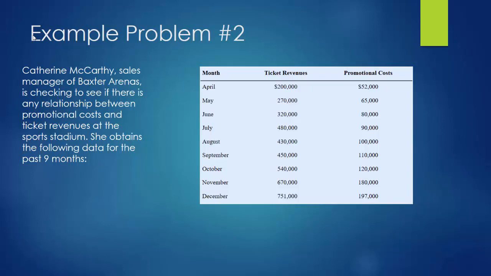For problem 2, let's take a problem that has a little more information to it. Catherine McCarthy, who is the sales manager of Baxter Arenas, is checking to see if there's any relationship between promotional costs and ticket revenues at the sports stadium, and she has the data for each for the last 9 months. So April through December, we have each month's respective amount of ticket revenues that the sports arena made and the amount of promotional costs that Baxter Arenas paid during that month.